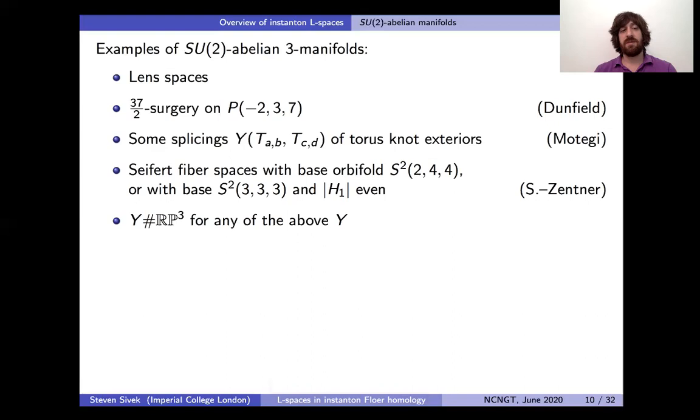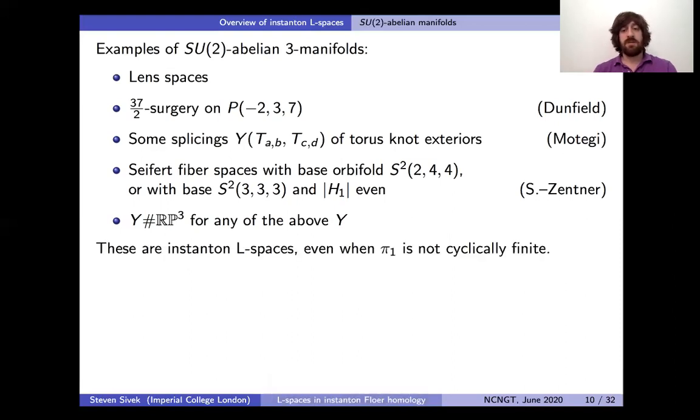And if you have any of these examples or any others, you can connect sum a copy of RP3 and it's still SU2 abelian. The reason being that pi1 of RP3 is just Z mod 2, and representations of that into SU2 have to have image in plus or minus the identity. So if you had only abelian representations of Y, then adding plus or minus the identity into the image isn't going to change that.